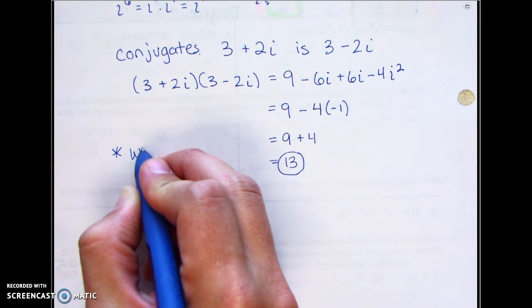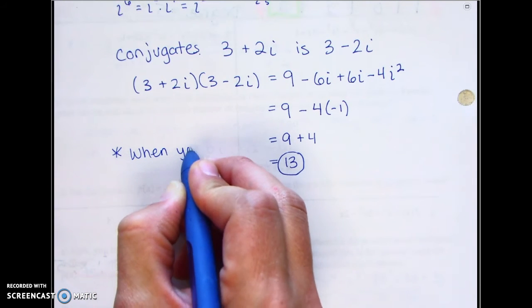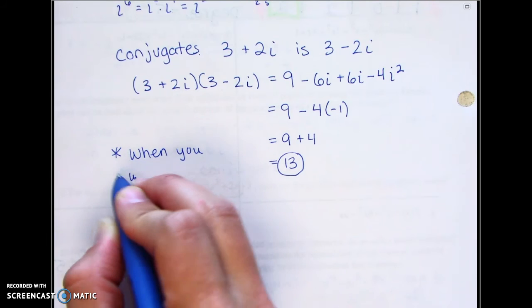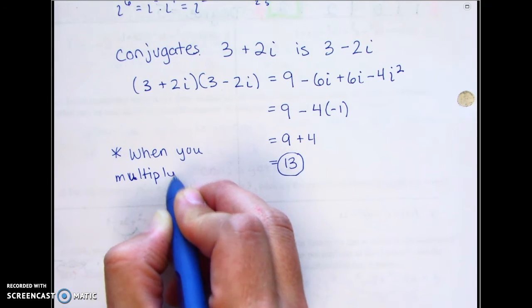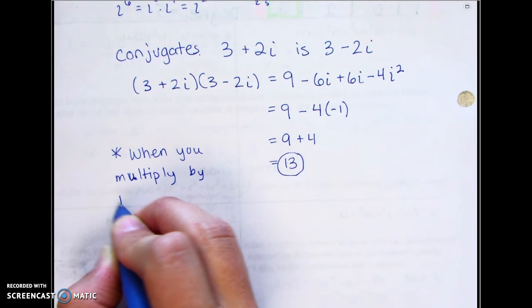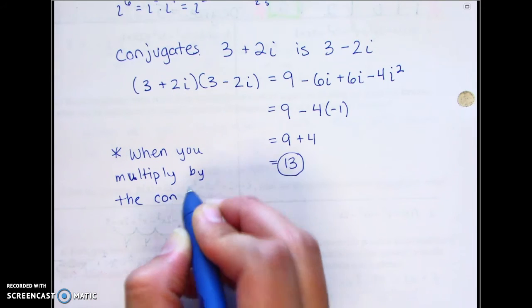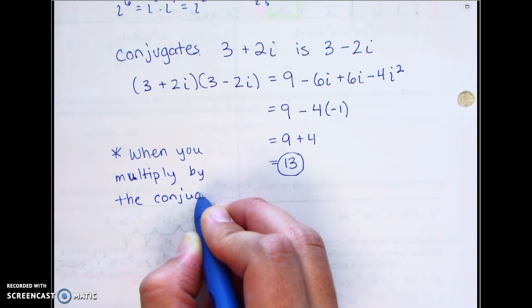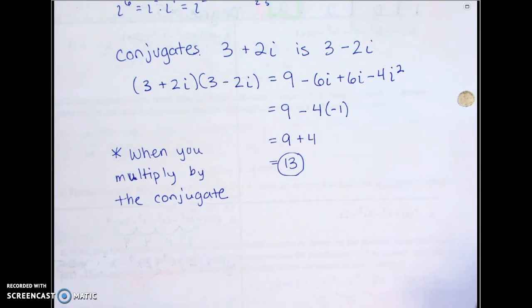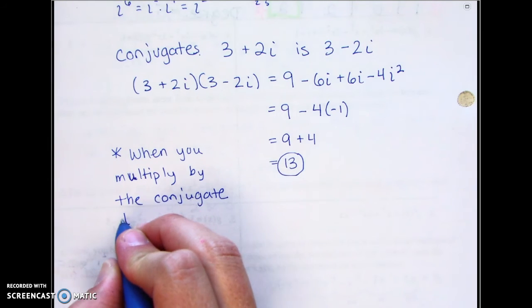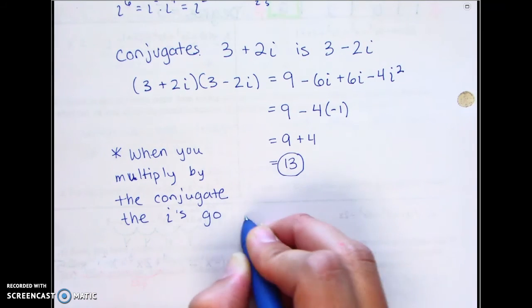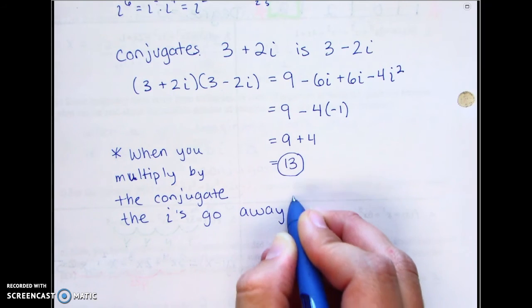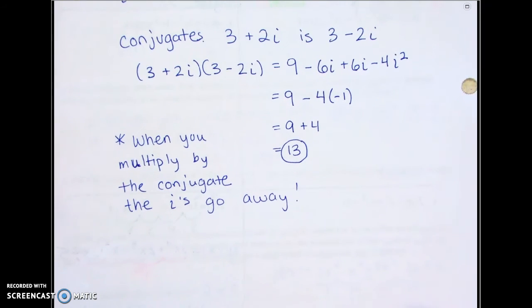The big idea, when you multiply by the conjugate, how do you spell multiply? Got it. Check. When you multiply by the conjugate, I hope the sound's working on this video. It'll be a big waste of my afternoon. When you multiply by the conjugate, the i's go away. Isn't that exciting? So exciting.